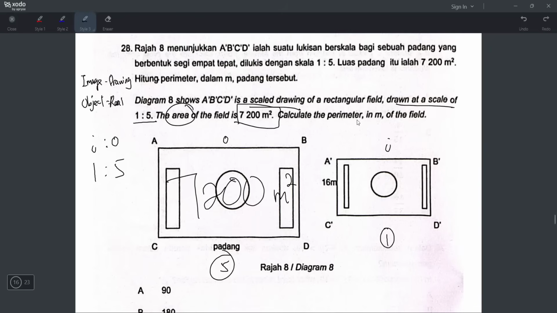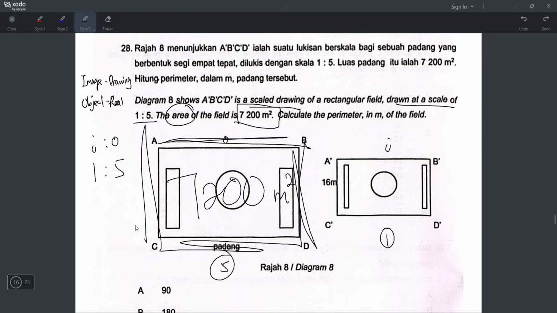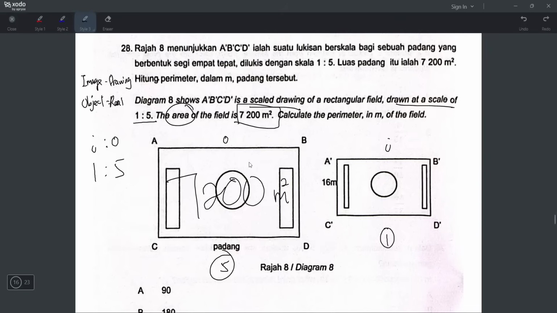And then they say calculate the perimeter of the field. Okay, if you want to find the perimeter of this field, it means you are finding the perimeter of an object, and you need to know the length here, the length here, and the length here, and the length here. But sadly, I don't have any length here.